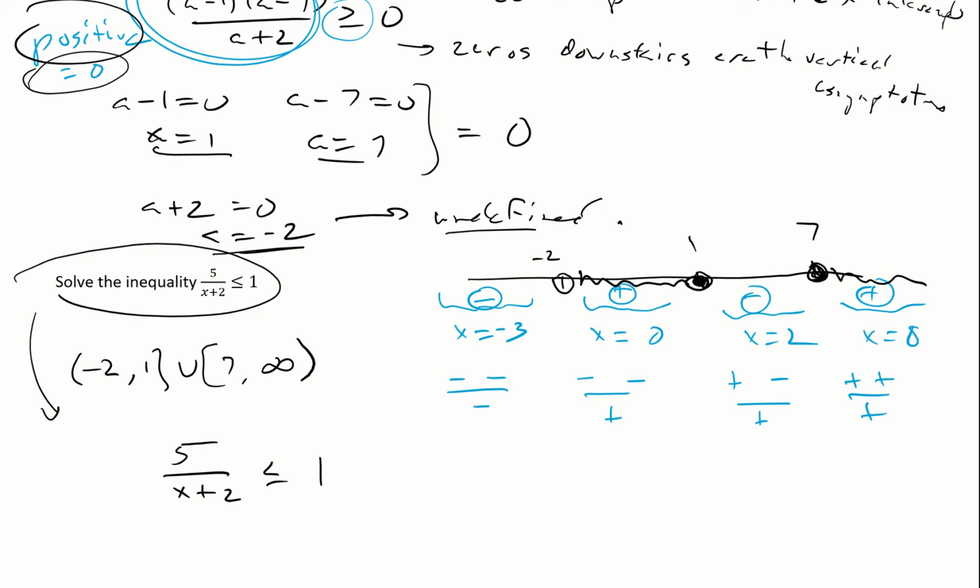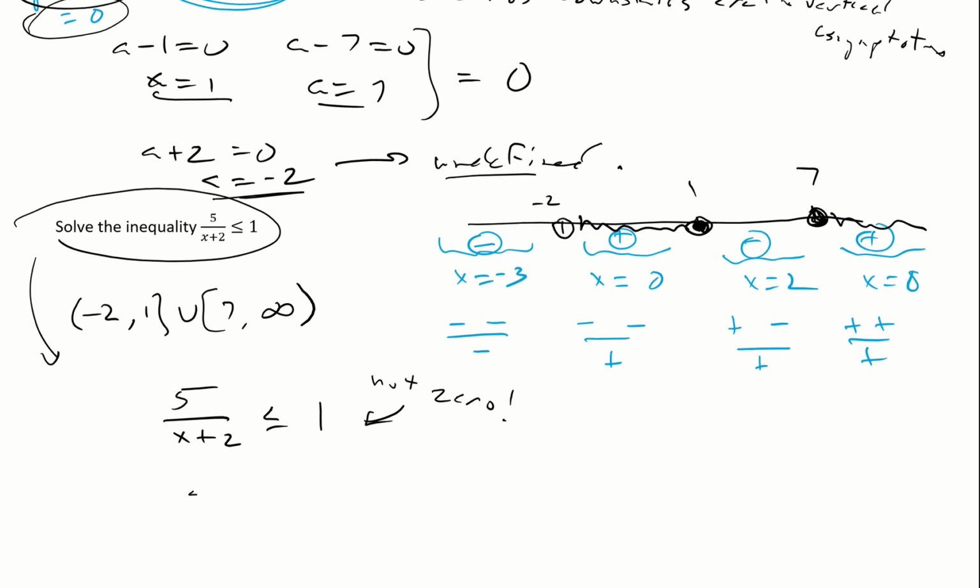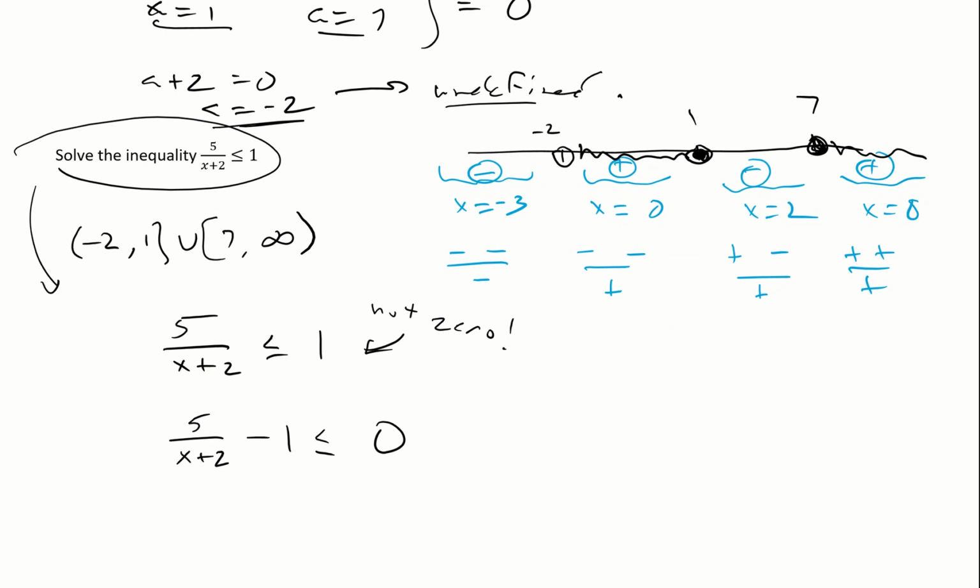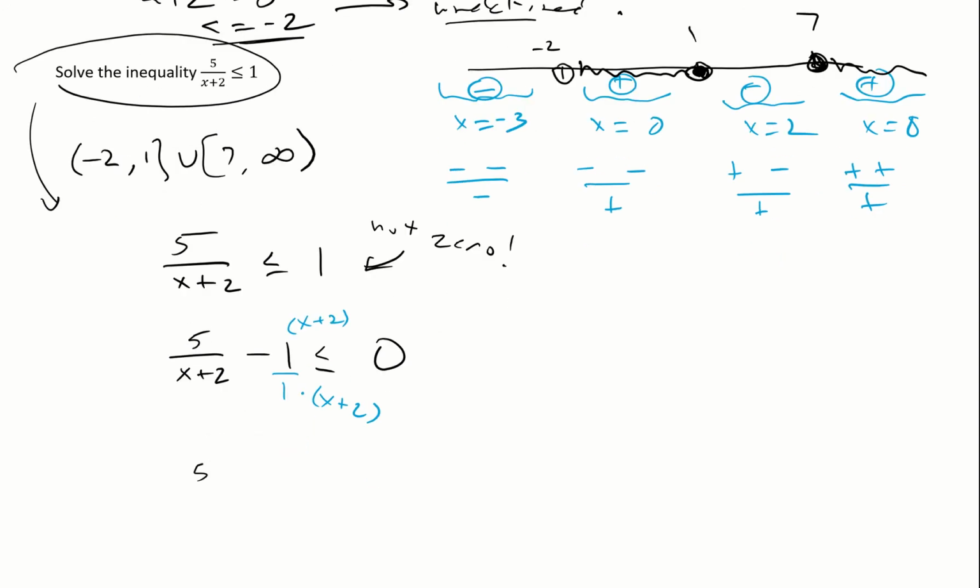If it's not 0, then I can't play the sign game. You know, is it positive, is it negative? Here's what you do. You ready? It's pretty cute. Bring the 1 over as a -1. There's 0. And now you got to do a game called common denominator. Multiply top and bottom by x plus 2. Yes, there's a little bit of extra work here. You get 5 over x plus 2 minus x plus 2 over x plus 2. That's less than or equal to 0.